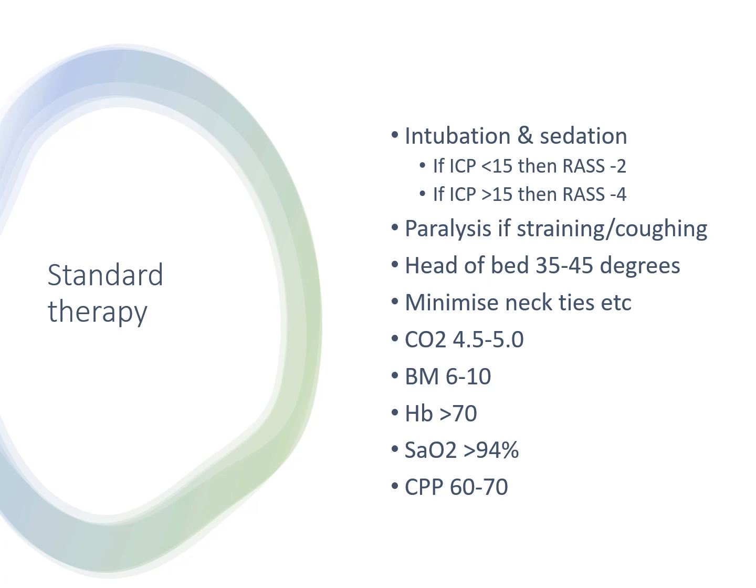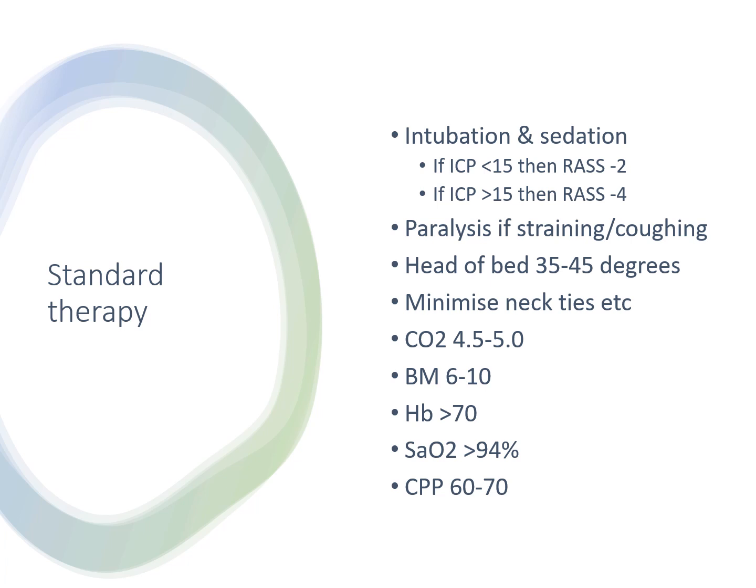Now, if they don't have ICP monitoring, which they won't at first, then we're going to deeply sedate them down to a RASS score of -4. If it's less, then we might allow them to wake up slightly. If they're straining and coughing and this isn't controlled by sedation, then we'll need to paralyze them. We'll need the head of the bed up by sort of 40 degrees. We don't want anything around the neck that could reduce venous flow. The CO2 is going to be tightly controlled between 4.5 to 5 via the ventilator.